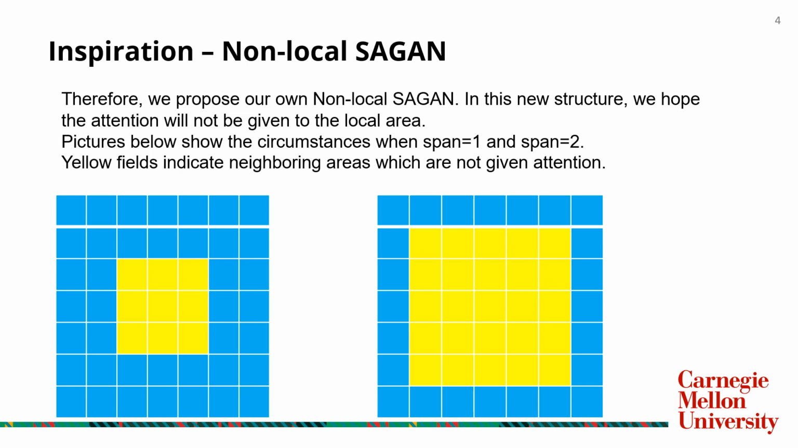In this new structure, we hope the attention will not be given to the local area. As you can see in the pictures below, it shows the circumstances when span equals 1 and span equals 2, and the yellow fields indicate the neighboring areas which are not given attention.